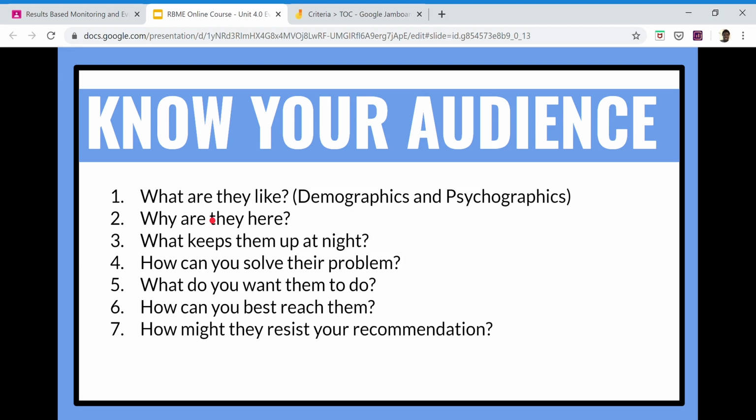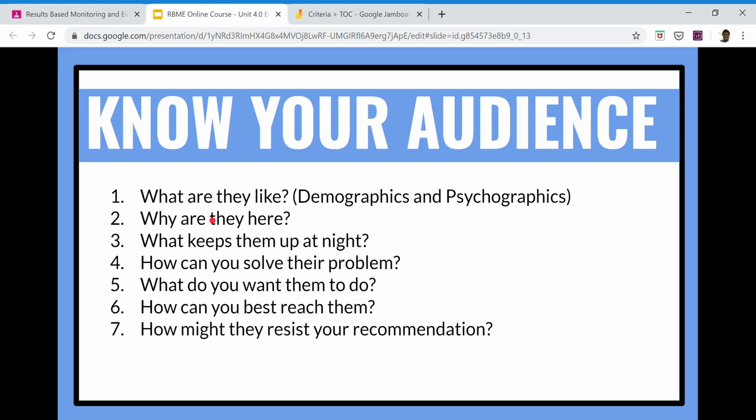Also, action statements. What next to do? What do you want each and every one of them to do separately? Because this affects each and every one of them separately, and this needs to be clear enough. Also, to understand how best to reach them.